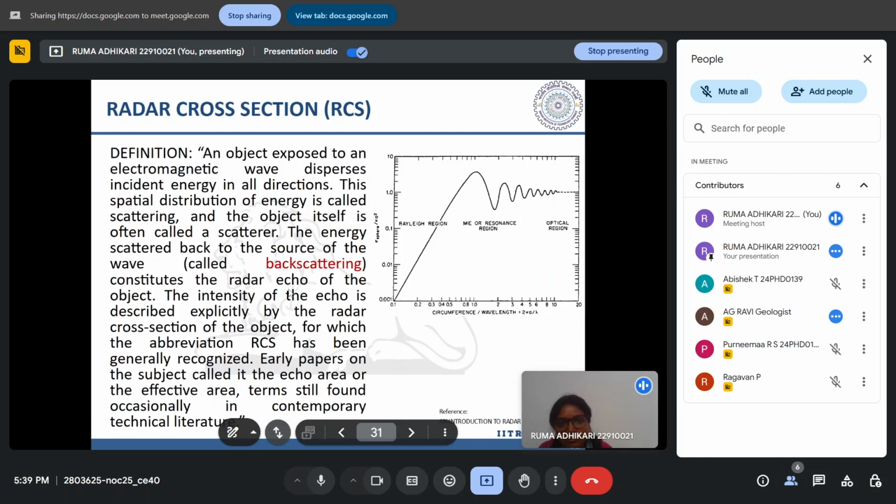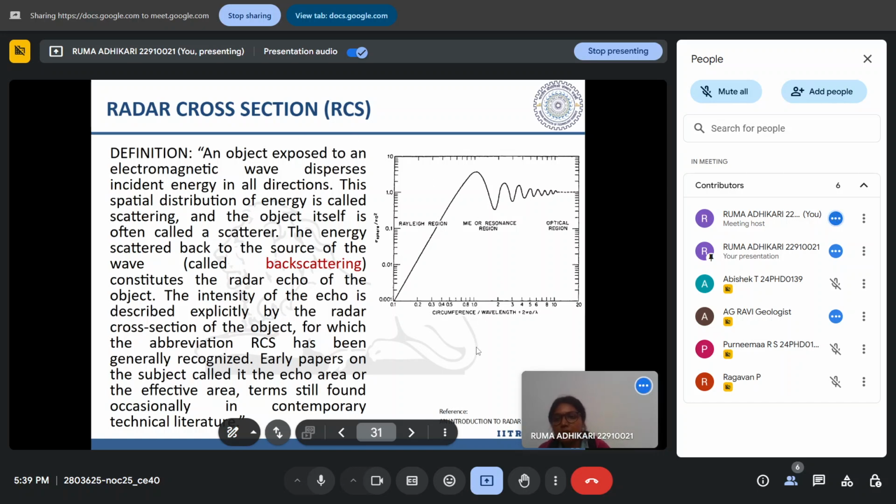So you can see we already studied different types of scattering, these regions, and how the radar cross section of, suppose, one sphere increases, and with wavelength, how it is performing.